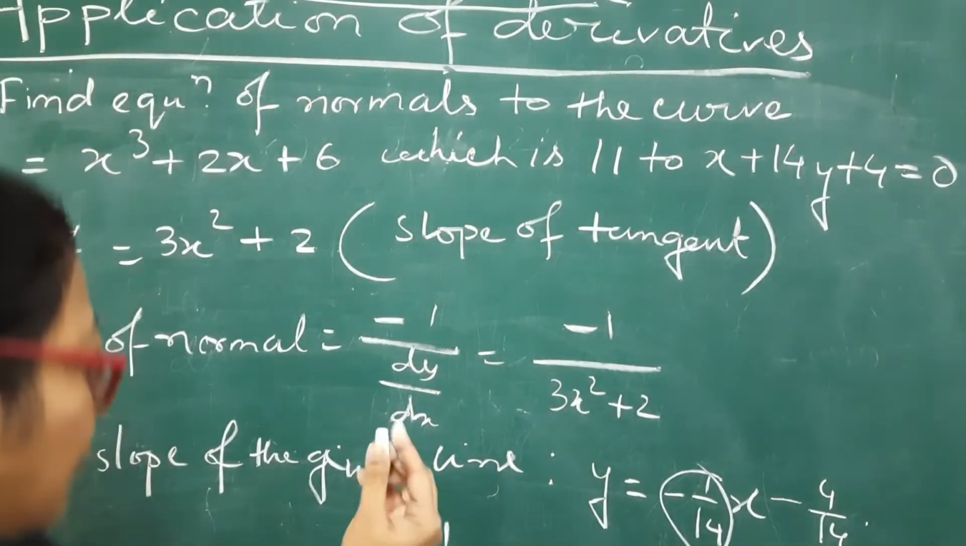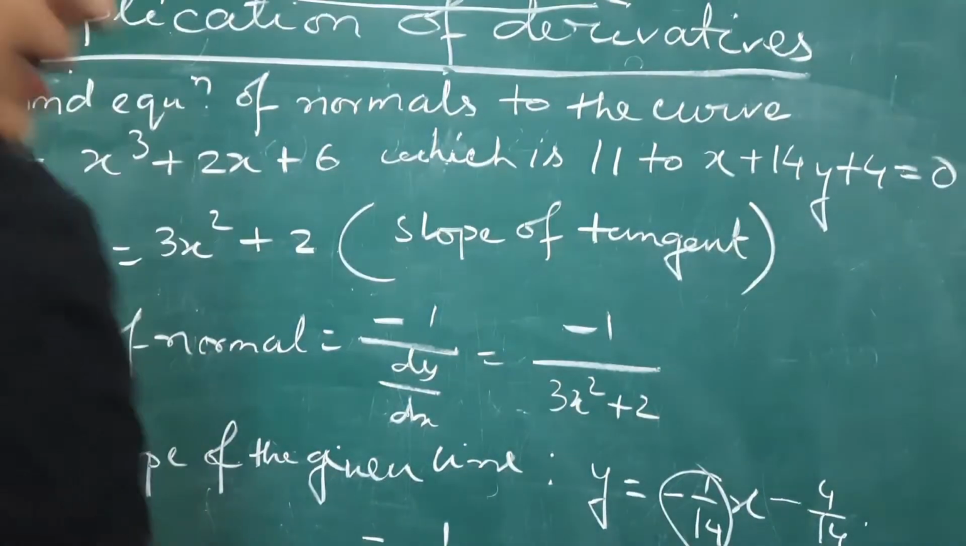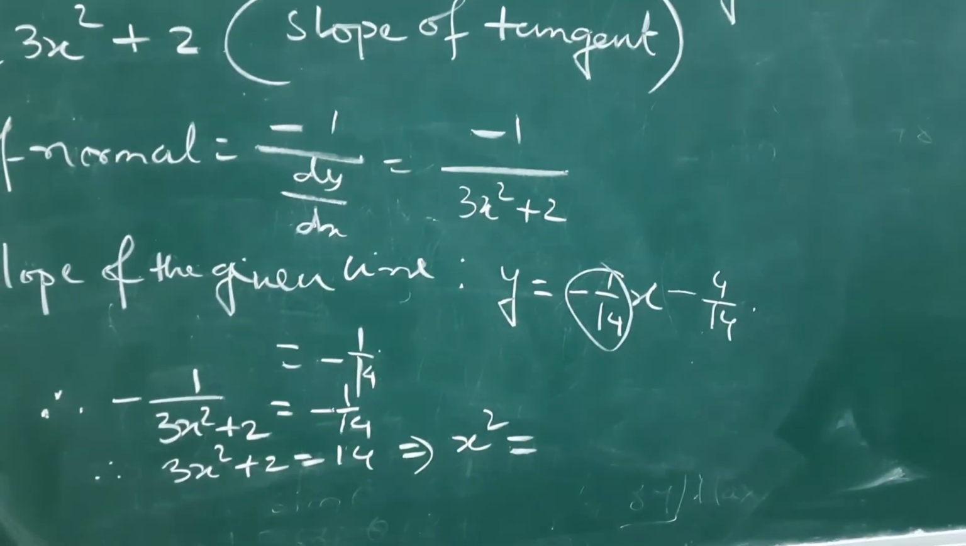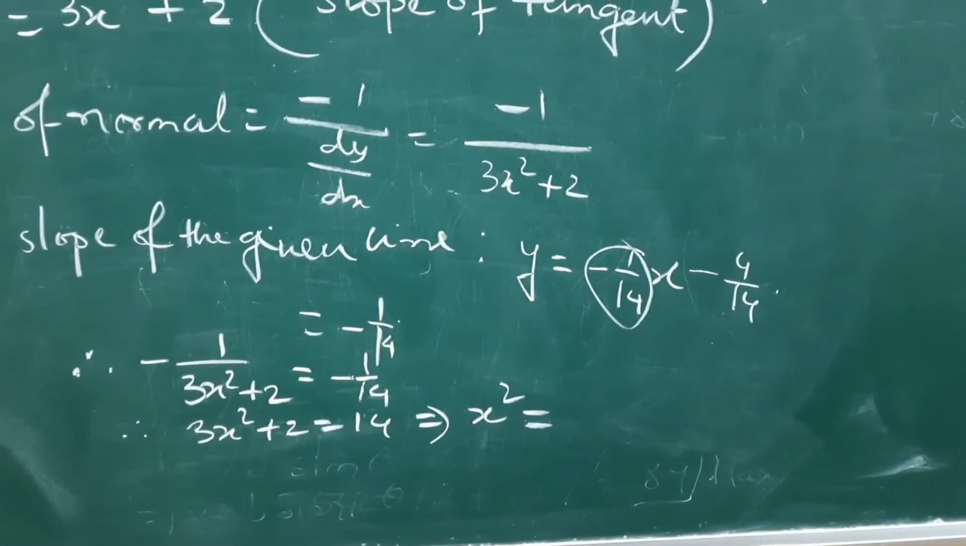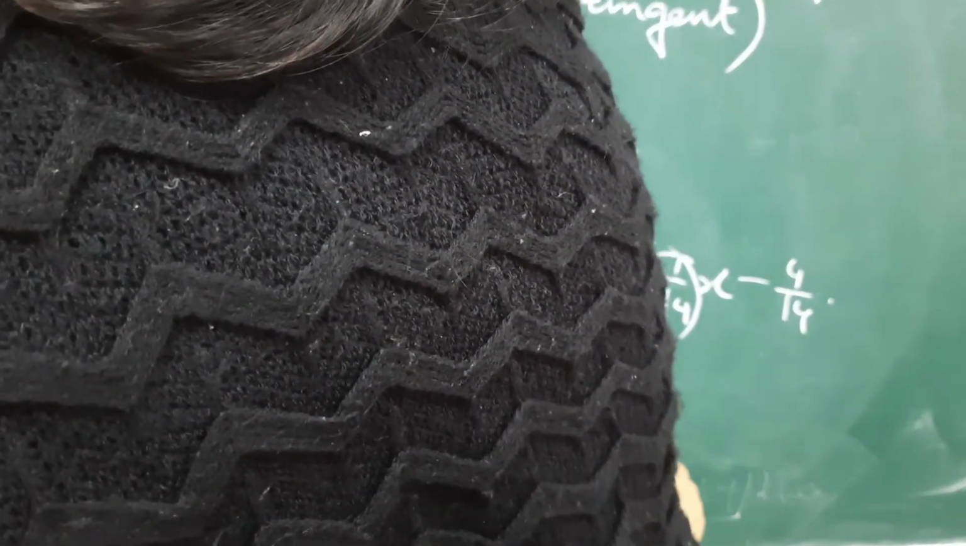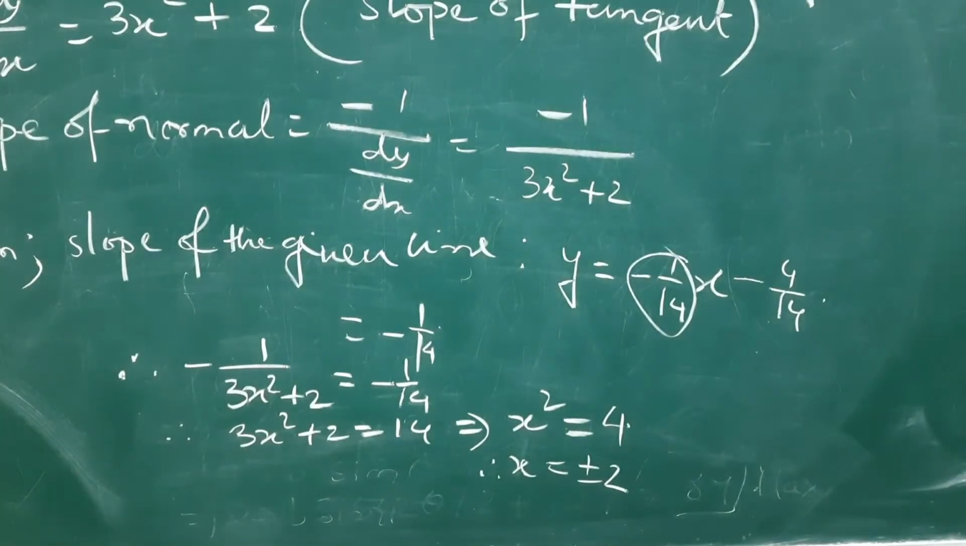Therefore, what we can write? Minus 1 by 3x square plus 2 is equal to minus 1 by 14. That is, 3x square plus 2 is equal to 14, which implies 3x square is equal to 12. And x square is equal to 12 by 3, so 4. So x is equal to plus minus 2.